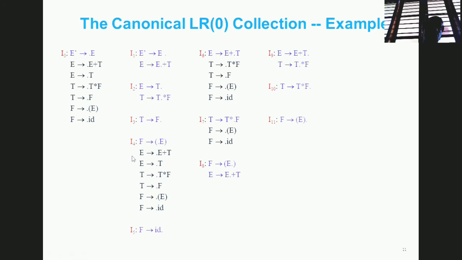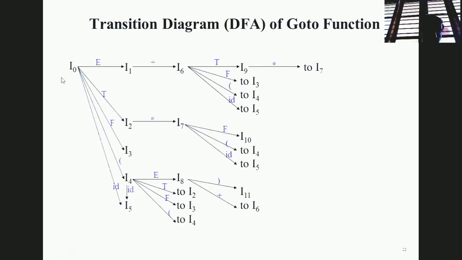So once you get a new state, similarly on F from I0, you are going to use goto of I0 on ID, which will take you to the F on ID. It is nothing but, so you are going to use goto on I0 on E, I0 on T, I0 on F, I0 on open parenthesis, I0 on ID. You are going to get these new states, that is I1, I2, I3, I4, I5.